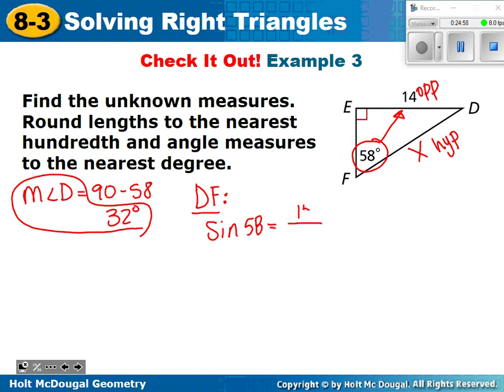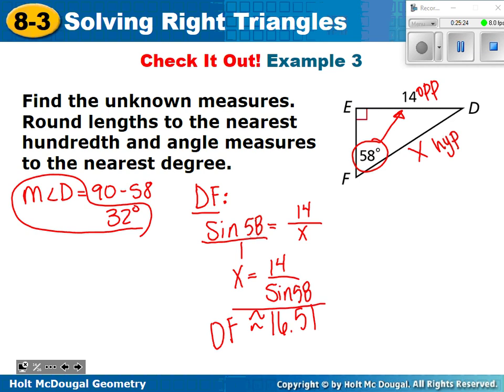14 over x. And then you can either put this over 1 and cross multiply, or as he says in the video, when x is down below, you switch. So when x is down below, you just switch those two. So that gives you x equals 14 over the sine of 58. And approximately, what is that? All right. Anybody have a question on DF?